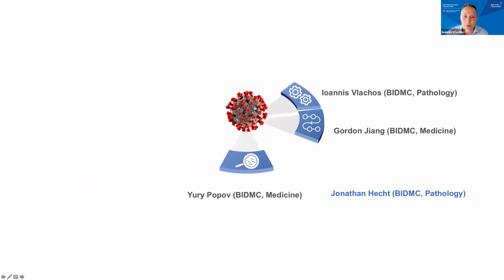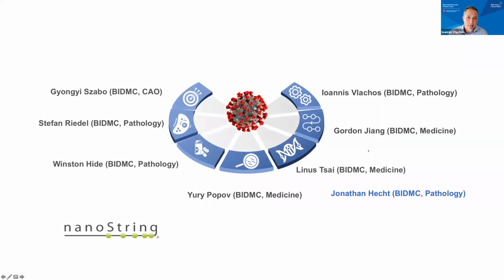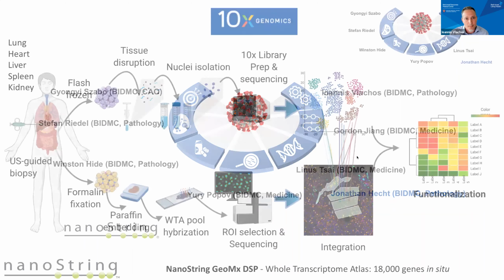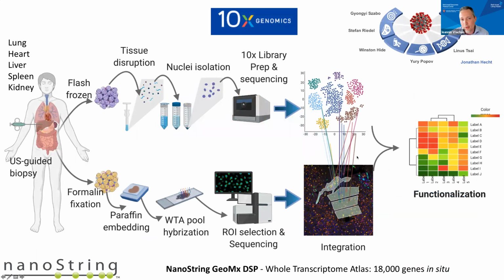So we started this effort with Yuri and Gordon Jang from medicine, and Jonathan Heck, who is actually the head of our autopsy program. And it was a heroic effort to be able to give us the samples during an active pandemic. And that effort quickly grew, and we formed an interdisciplinary team comprising colleagues and experts from pathology and medicine. So with the help from everyone, including our colleagues in the ICU, our postdocs in the lab, and most importantly, our patients and their families, we were able to collect multiple tissue samples from patients who succumbed to the disease.